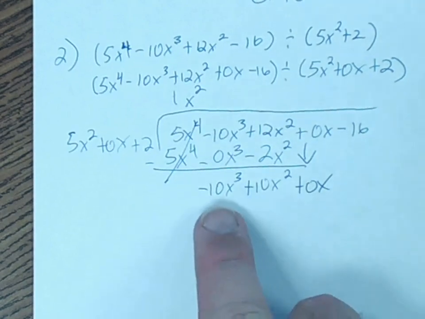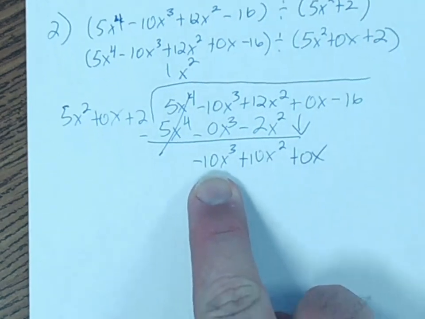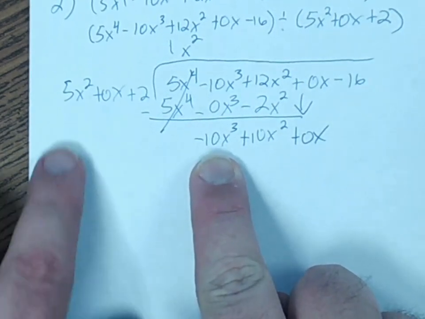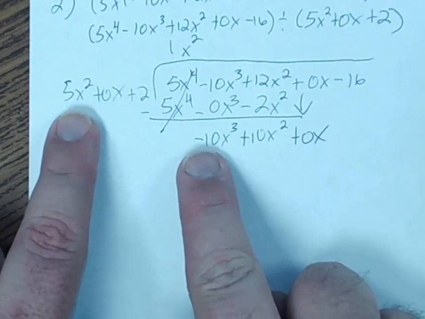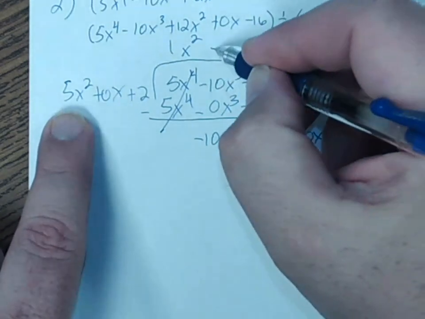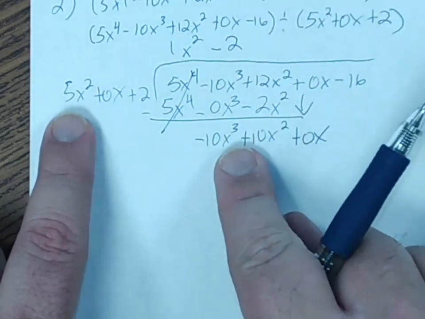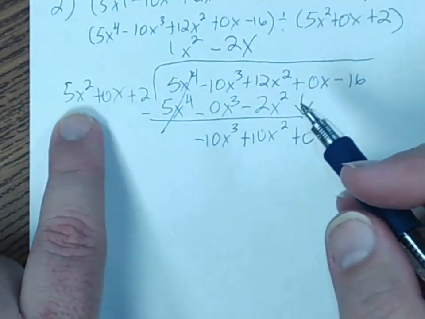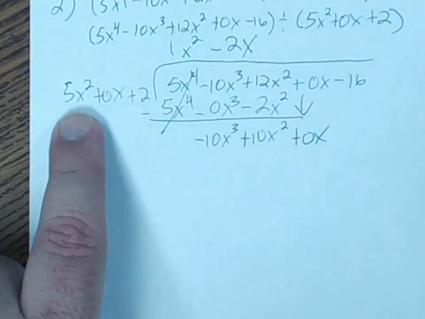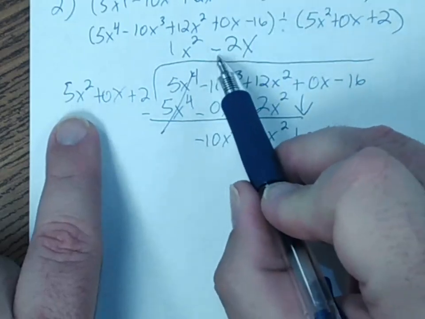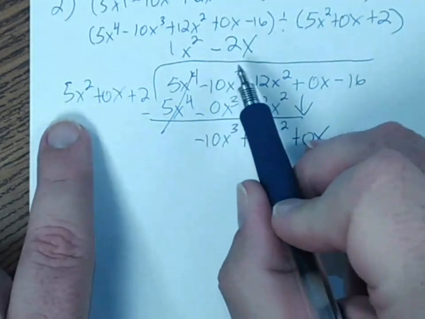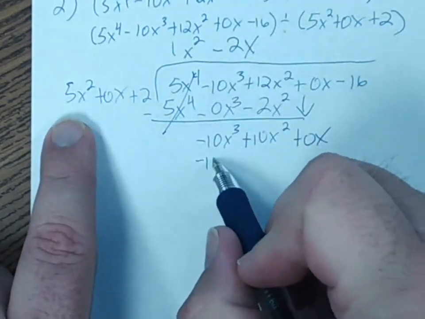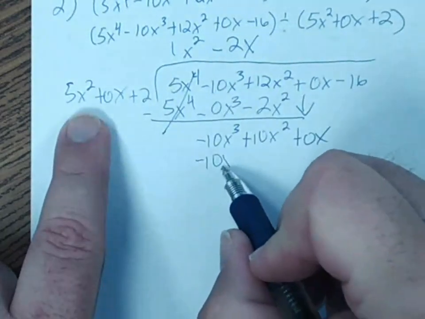Let's start our process over. Now we're going to take negative 10x cubed, and we will divide it by 5x squared. Negative 10 divided by 5 is negative 2. X cubed divided by x squared is x. So now we've got our division done. Now let's do our multiplication. Negative 2x times 5x squared. Negative 2 times 5 is negative 10. X times x squared is x cubed.